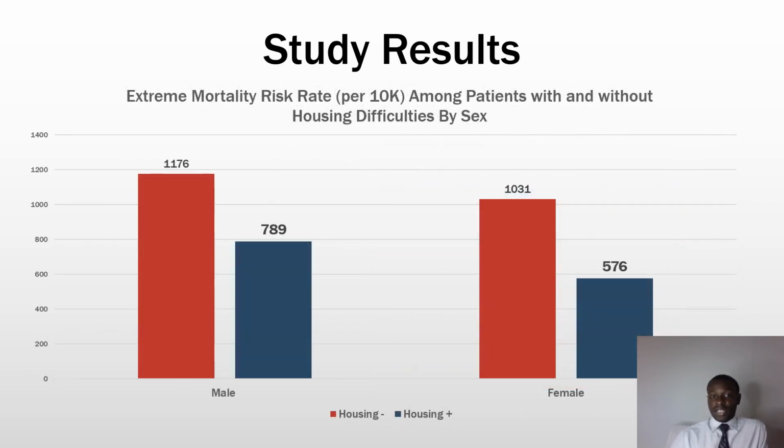For the analysis of the data by sex, we can see that for extreme mortality risk among patients with housing difficulties and respiratory presentations, we see some minor variances when comparing males and females. Here we see for males there is about 789 compared to 1,176 rate presentations per 10,000 respiratory presentations. Among females, we are seeing much smaller, so the risk is much higher in males compared to females. We see about 576 rate presentations per 10,000 cases compared to the higher presentations among individuals without any housing difficulties at 1,031 per 10,000 presentations. So in this case, we are seeing males tend to present with housing difficulties, and males tend to present also with a higher extreme mortality risk compared to the general population.